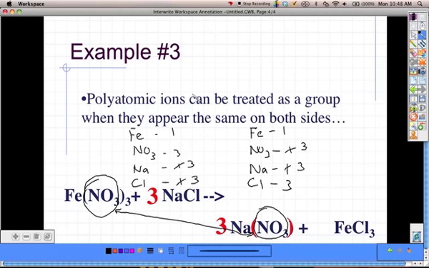You could have also done it as Fe, N, and O, Na, and Cl, but it would have probably taken you a few extra steps. So if you start taking apart those polyatomic groups, even though it's the same on both sides, it generally takes you more steps. You'll be able to solve it, but it'll take you more steps.